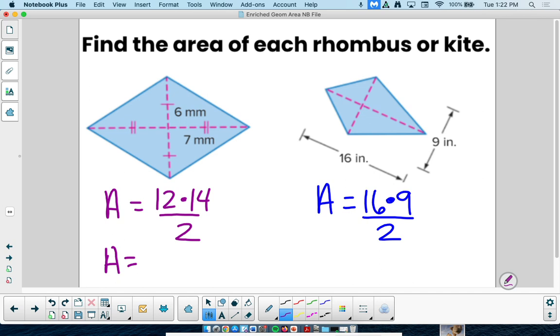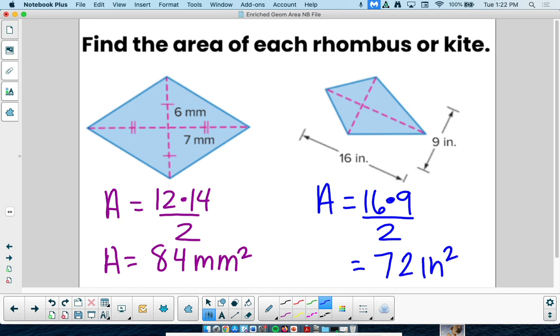What'd you guys get on the first one? 84. Do you have a unit? Millimeters squared. Perfect. Second one? 72 inches. Okay, when you're ready, flip it over. You gotta work backwards to find the missing measure.